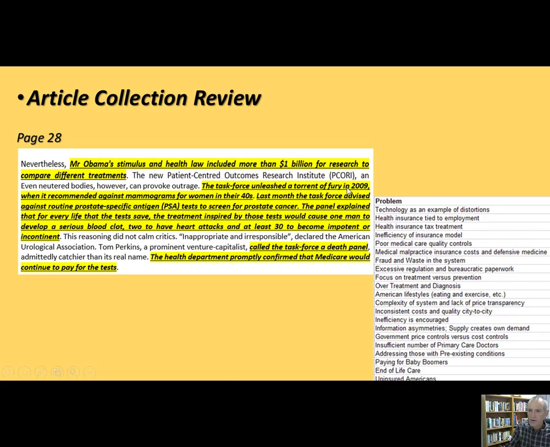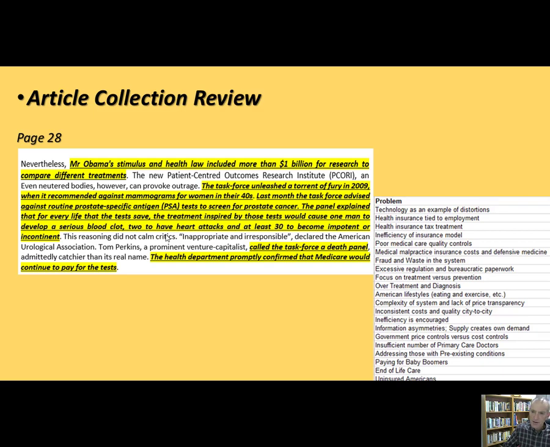The task force unleashed a torrent of fury in 2009 when it recommended against mammograms for women in their 40s. We're going to see why they recommended this in a later article. Last month, the task force advised against the routine PSA test for prostate cancer in men. The panel explained that for every life that the test saved, the treatment inspired by those tests would have caused one man to develop a serious blood clot, 2 to have heart attacks, and at least 30 to become impotent or incontinent. So what they're saying is the treatment is more disastrous than the cure. Yeah, 1 in 14 might have their life saved, but half of those are going to have their life really destroyed. They may not die immediately from the prostate cancer, but they may die because of the blood clot or the heart attack.